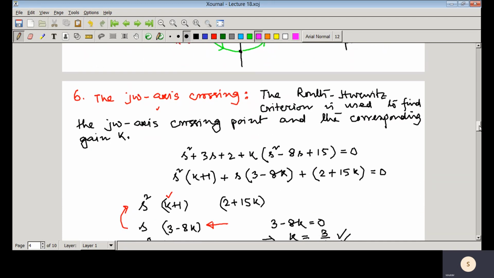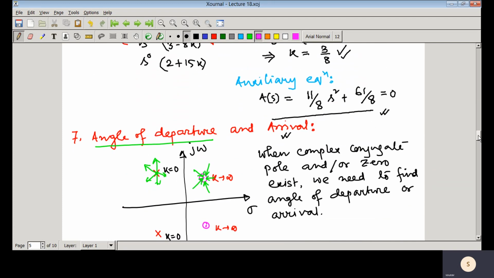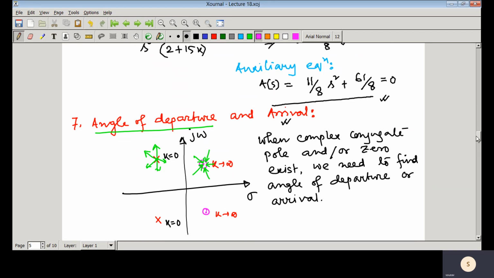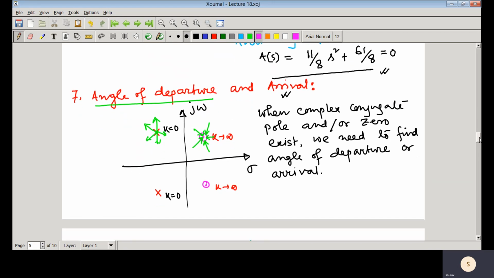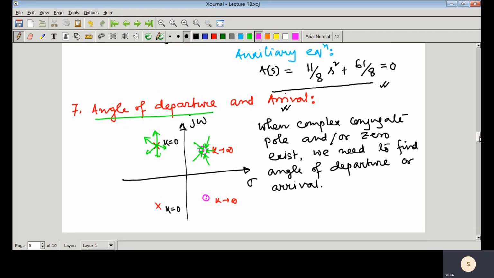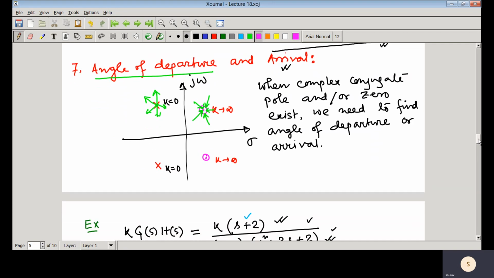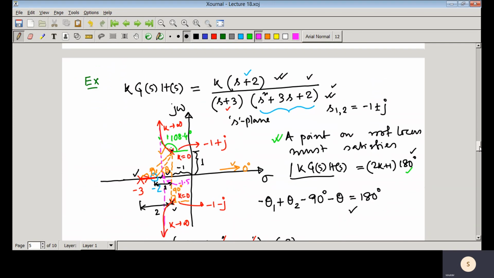And then the sixth one is the j omega axis crossing. We can find it by applying the Routh-Hurwitz criteria. The seventh one is the angle of departure and angle of arrival. That particular concept comes into the picture whenever we have imaginary poles and zeros, that means complex conjugate poles and zeros.